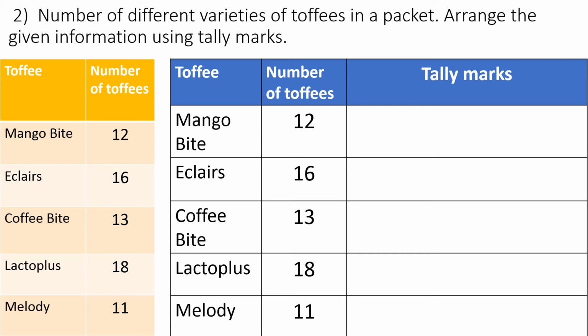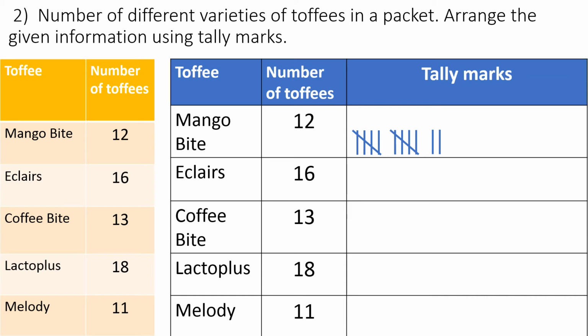There are 12 Mango Bite toffees. So draw 12 lines. 1, 2, 3, 4, cross fifth line. 6, 7, 8, 9, cross line for 10. 11 and 12. The next is Eclairs.